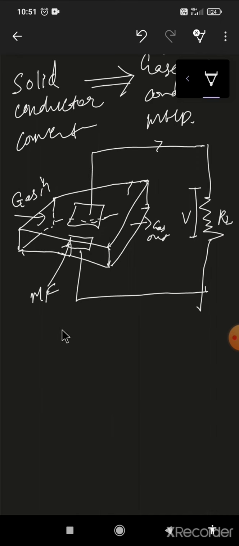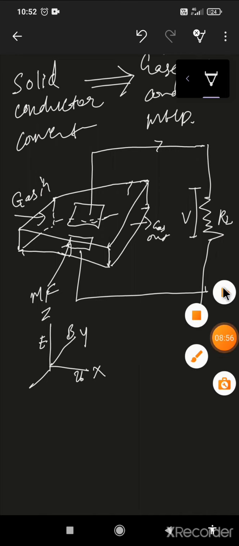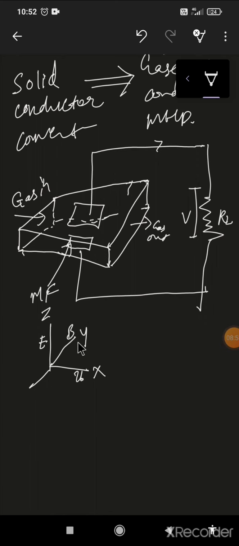So if I have to draw an axis diagram, suppose this is the x axis, this is the y axis, and this is the z axis. Then suppose the electric field is generated in the z axis. Suppose the gas is moving in the x axis and the magnetic field is in the y axis. So all three are perpendicular to each other.